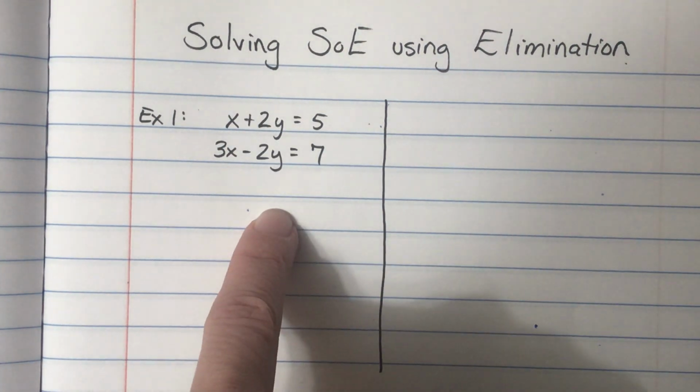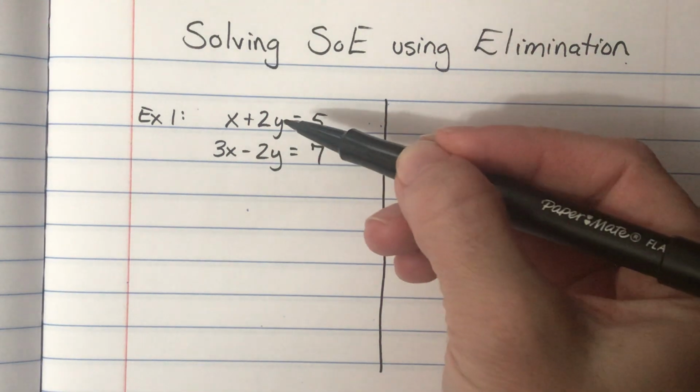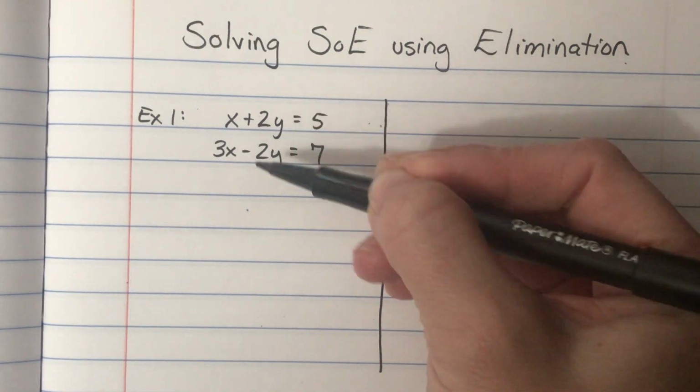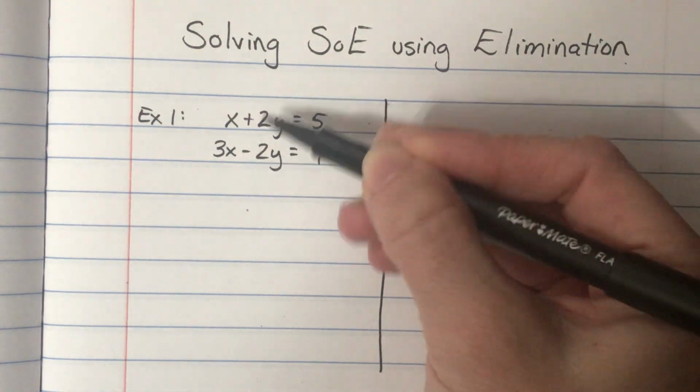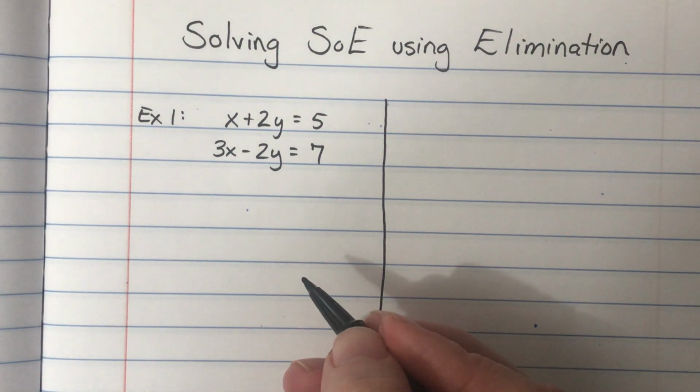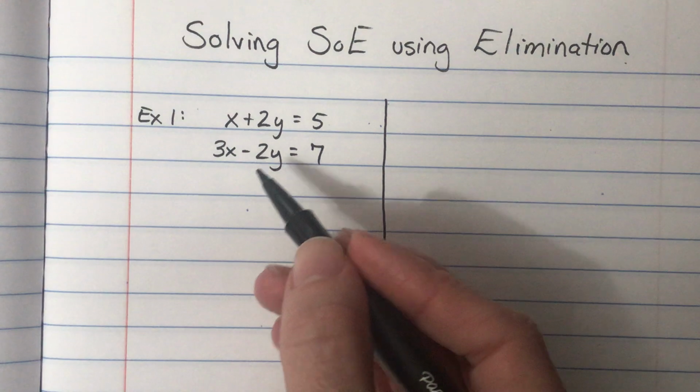We just have to do something first. But when you find the variable that has the same coefficients in front of it, in this case, there's a 2 in front of the y on both equations, that's going to be our variable that we're going to eliminate. Now, we have to decide how we're going to eliminate it.